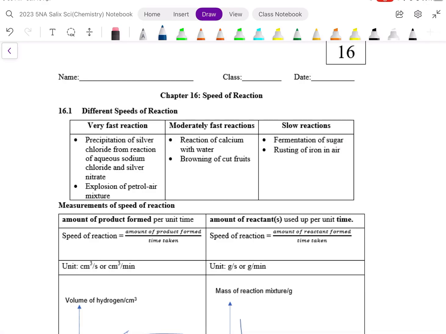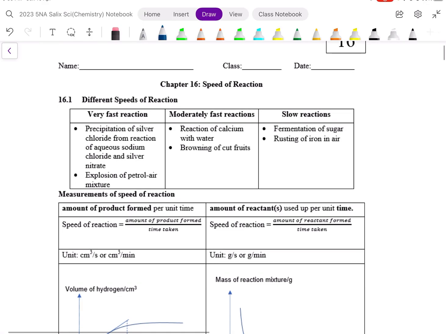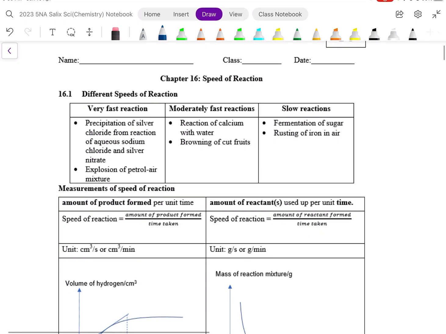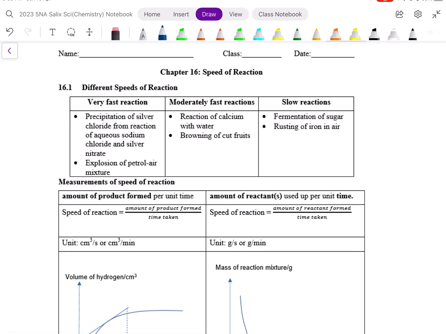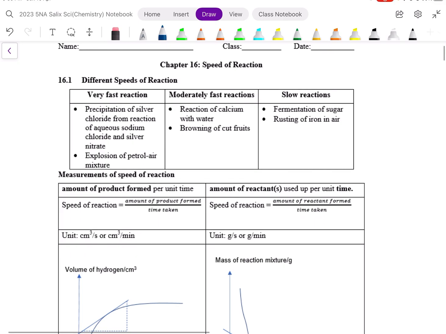Okay, good morning everyone. Welcome to the final chapter before your mid-year exam. This one is your speed of reactions. Before we begin, we can take a look at the different speeds of reaction.